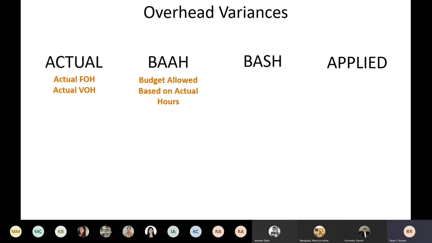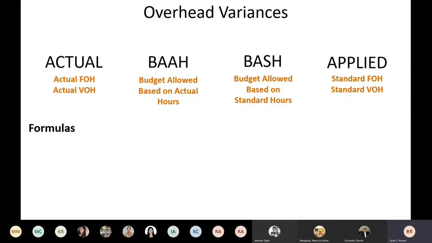Ito po yung actual, BAA, BASH, applied. Then, BASH natin is based on standard hours na budget. And then, ang applied natin is actually the standard fixed overhead and standard variable overhead. Kung makikita nyo po, gusto ko lang ihiwalay yung fixed nasa itaas, yung variable nasa ilalim. Kasi yung mga variances natin, pag may nakita kong magkaiba, that means na may variance talaga. So ang formulas natin would be easy to establish. Tingnan po ha, ang actual lang ang talagang binigay sa exam unless ito nga yung tanong. Pero yung BAA, BASH, applied natin, tingnan po ang mga formula.